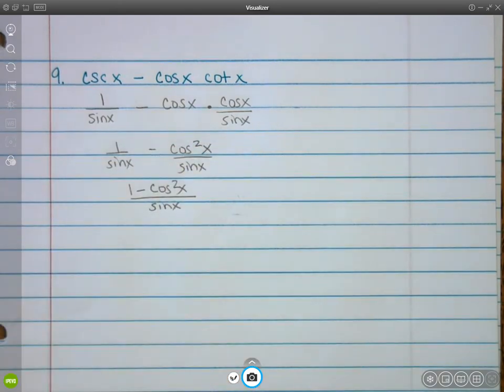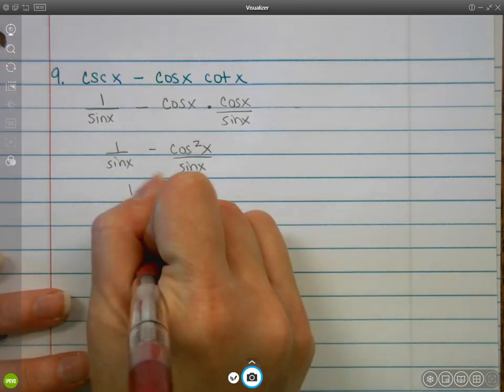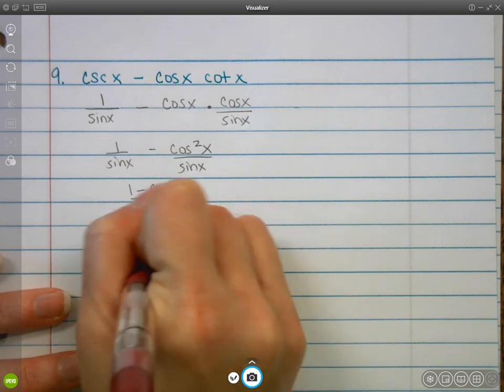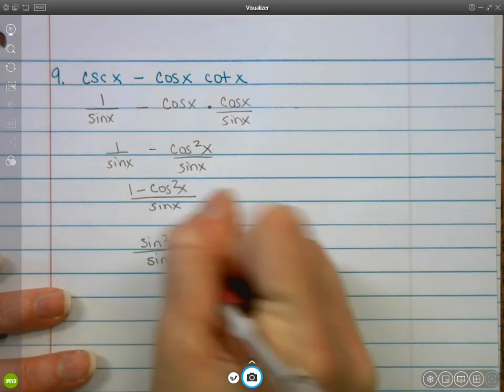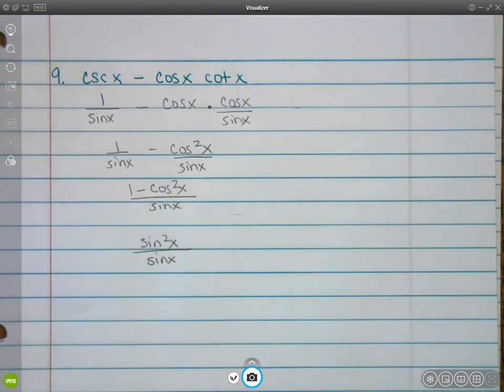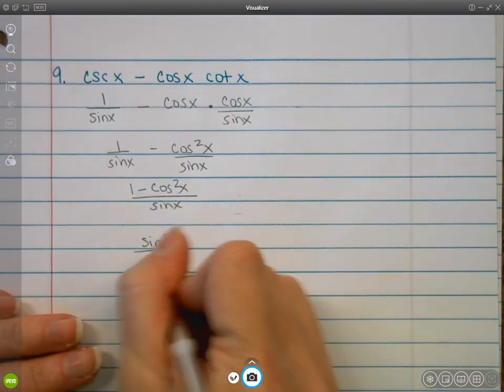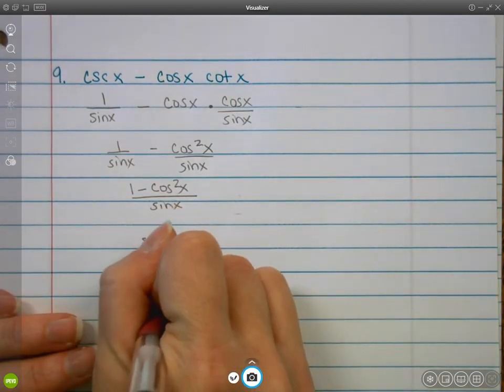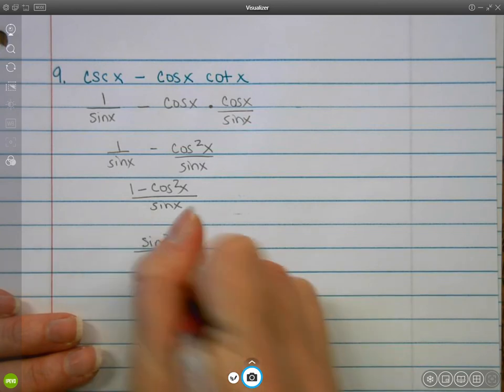Alright, so now look at your Pythagorean identities. Anytime you see 2 terms and either both of them are squared or it's a 1 and something squared, look at your Pythagoreans and see what you can find. It looks to me like 1 minus cosine squared is equal to sine squared. So I can replace that numerator with sine squared. And I have 2 sines on top and 1 on bottom. The one on bottom cancels one of them on top, and I just have sine.